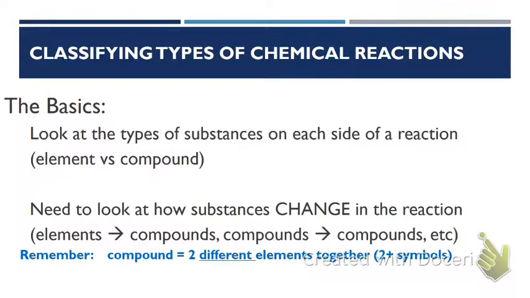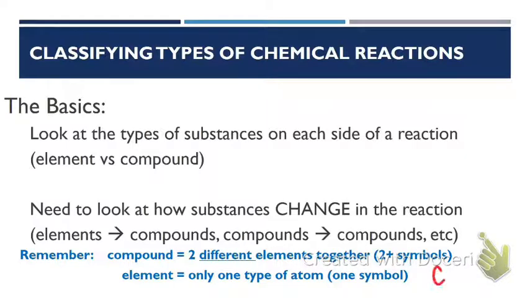You can write this down if you need it, otherwise just skip it for right now. Compounds are two different elements together. It means I have two or more different symbols from the periodic table. Elements is only one type of atom, one symbol from the periodic table. That does include my diatomic elements, like chlorine. That's still just one symbol from the periodic table, so that is still an element.